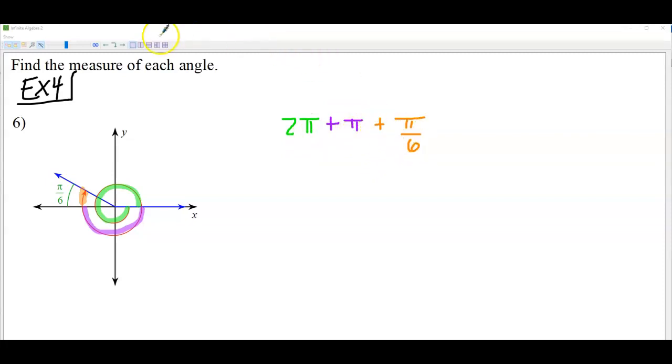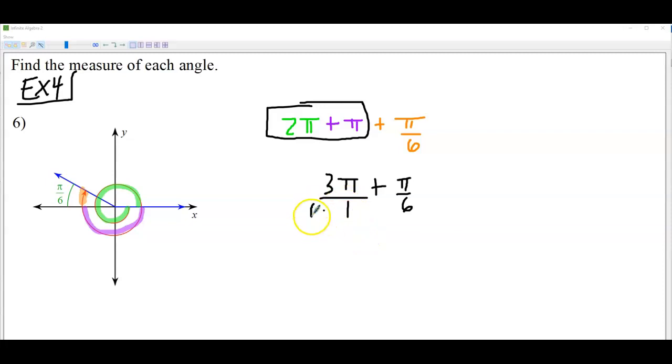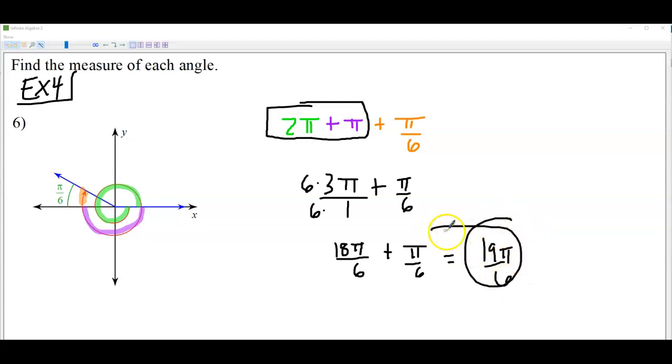Okay? So we need a common denominator. Now, before I do the common denominator, I'm going to go ahead and put these two together because they already are kind of like terms here. So putting 2 pi with 1 pi, I get 3 pi. After that, I'm going to go ahead and get a common denominator. So currently, this is over 1, so I want to multiply it by 6 on the top and bottom, which is going to give me 18 pi over 6 plus pi over 6, which is 19 pi over 6. Okay.